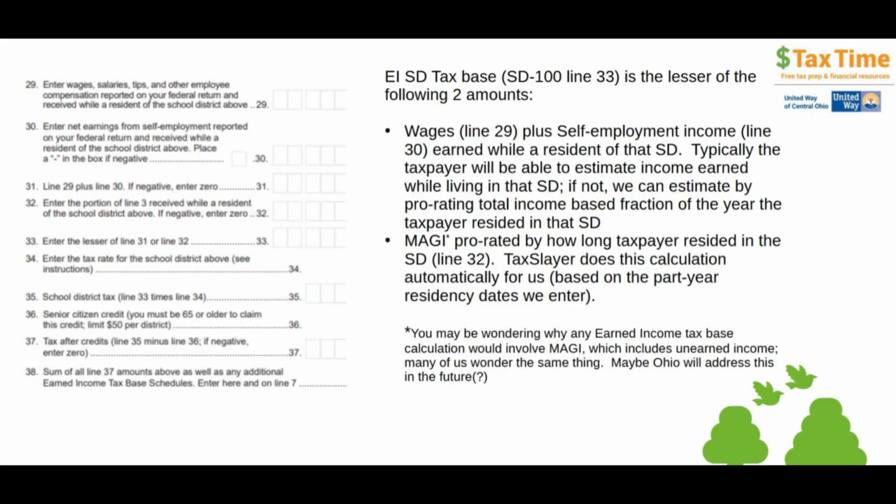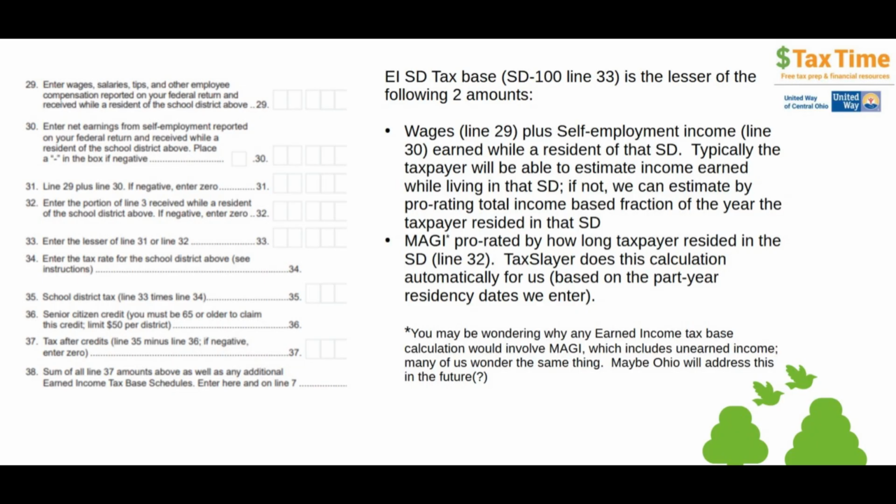The base income used for calculating the earned income school district tax is shown on line 33, and it is the lesser of the following two amounts. The wages earned while the taxpayer was a resident of that school district, which is on line 29, plus the self-employment income earned while that taxpayer was a resident of the school district, which is shown on line 30. Typically, the taxpayer should be able to estimate the income earned while living in that school district. If they can't give us a good estimate, we can always try to do prorating based on the fraction of the year that the taxpayer resided in that school district.